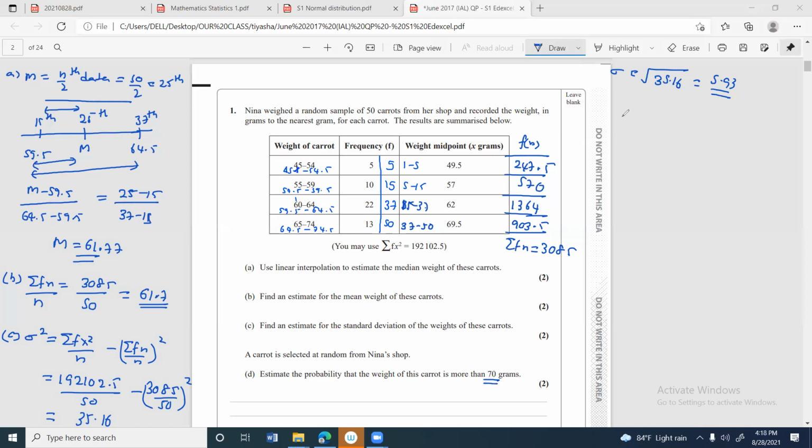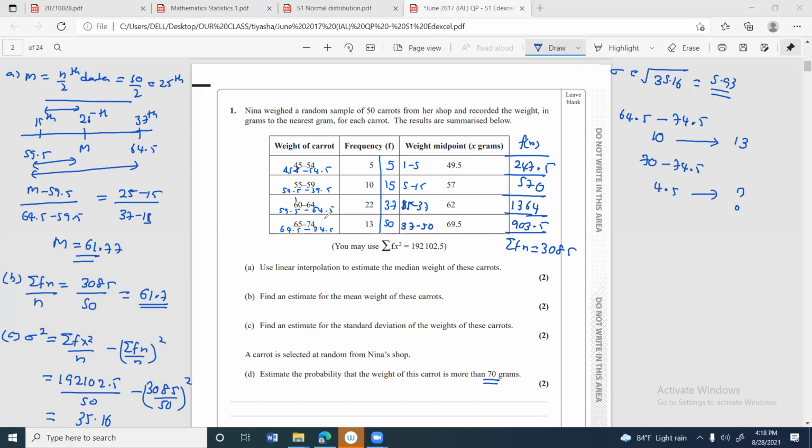Now you can see 64.5 to 74.5. In that gap of 10, there are 13 carrots, right? Because we need to make a proportion over here. Then we need to see the number of carrots more than 70 grams per day. So 70 to 74.5. What is that gap? That gap is 4.5. In that gap of 4.5, we need to see how many carrots there are, because you know that this 13 is distributed in this range equally.